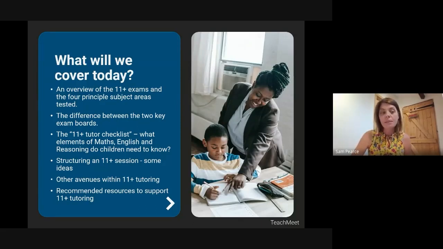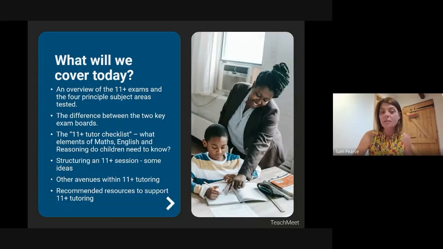And then the second part of the session this evening is going to focus on what we're calling the 11+ tutor checklist. So essentially, what is it that your students need to know to feel confident when they go into those 11+ exams? What is it that you need to be teaching them as an 11+ tutor? And to do that part of the session this evening, we're going to have a look at some of the questions that can appear in the exam papers, particularly around the non-verbal reasoning and the verbal reasoning papers, because they are very different to what's normally taught on the Key Stage 2 curriculum.